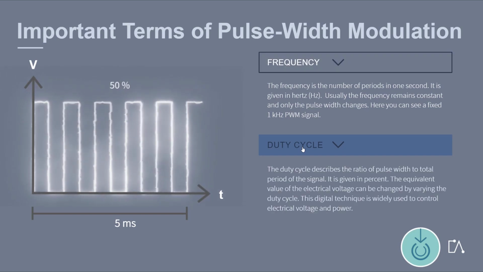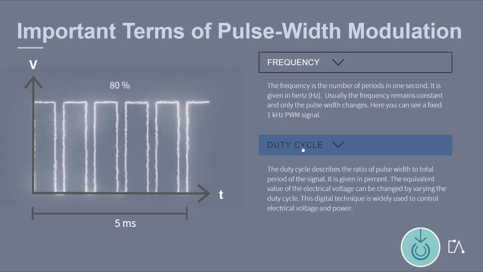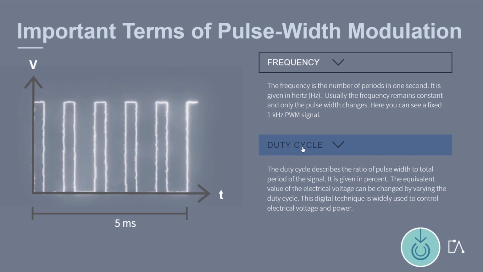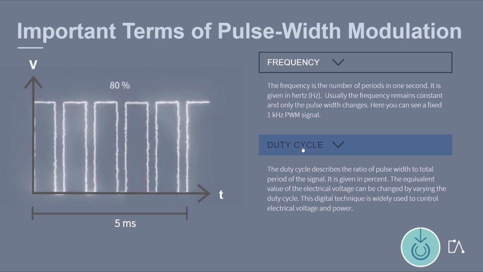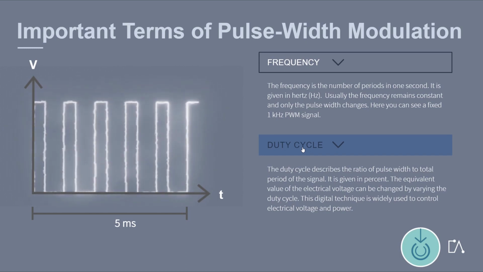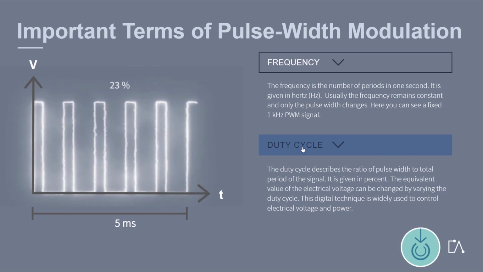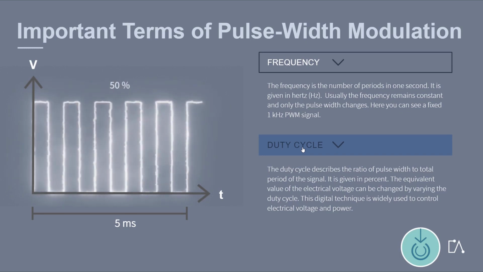The duty cycle describes the ratio of pulse width to total period of the signal. It is given in percent. The equivalent value of the electrical voltage can be changed by varying the duty cycle. This digital technique is widely used to control electrical voltage and power.